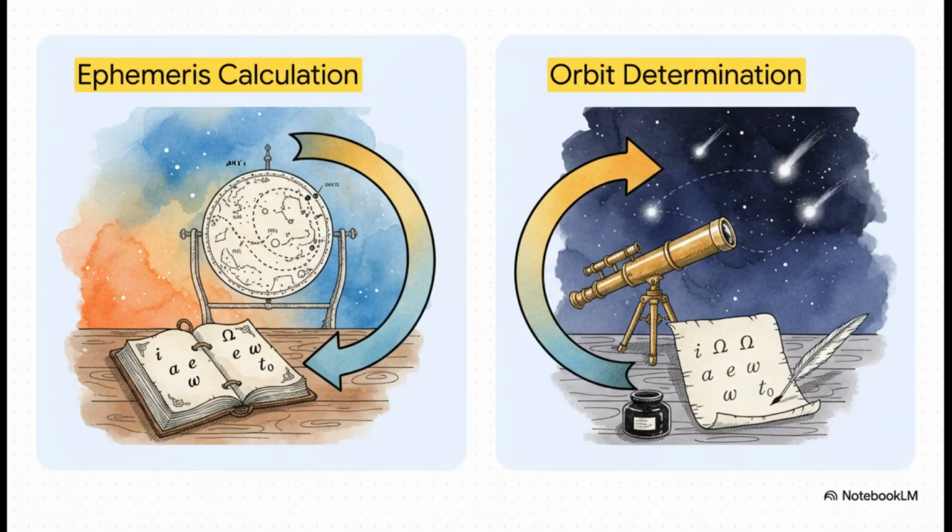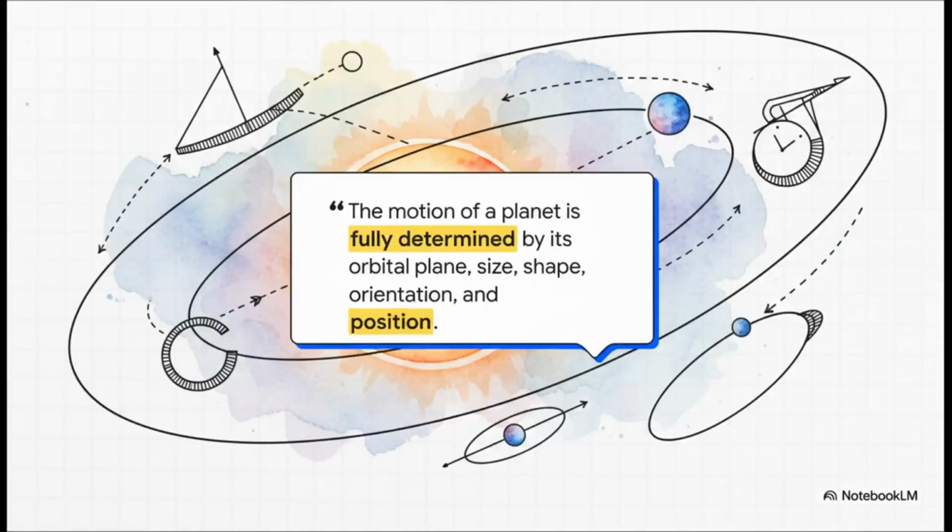The other side of the coin is orbit determination. That's when we spot something new, like a comet or an asteroid. We take 3 or more observations of its position, and we work backwards to figure out its unique 6 orbital elements. So the single most important thing to take away from all this is that the system is completely deterministic. Once you know those 6 values, the inclination, the longitude of the ascending node, the semi-major axis, the eccentricity, the argument of perihelion, and the time of perihelion passage, you have captured the absolute essence of that orbit. Its path through space is completely, uniquely, and perfectly defined.